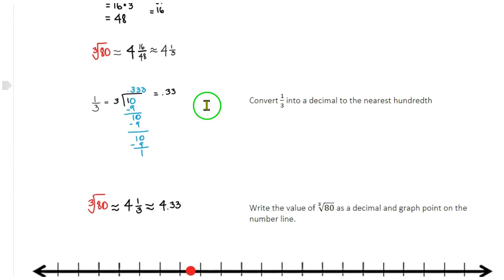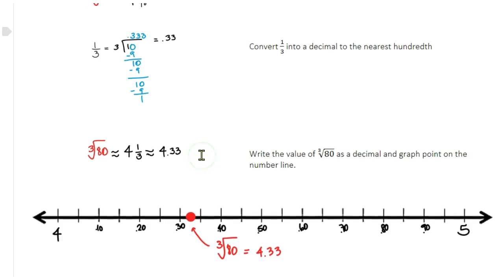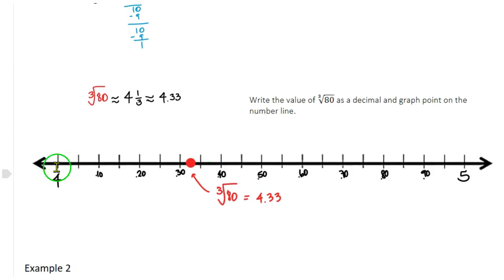Now we want to convert the 1/3 into a decimal, as you learned yesterday. So finally, we have the answer. The cube root of 80 is about 4 1/3, which is about 4.33. Then we have the number line. This is integer 4, and in here we have integer 5. These guys are decimals, like 4.05, 4.10, 4.15, 4.20, 4.25, 4.30, 4.35, 4.40, and so on.